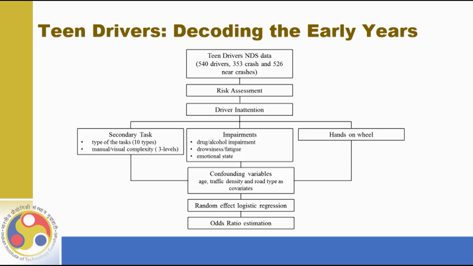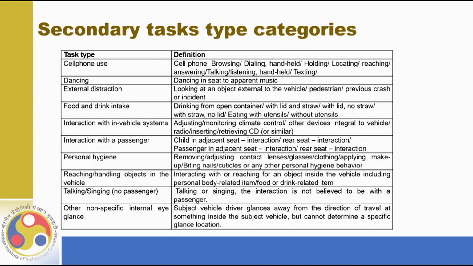Teen drivers in the US, as you know, sir also mentioned, driving licenses are usually given at 16 to 19 years, so those are the teen drivers. In this study we checked teen drivers' driving behaviors and the crash risk associated with different types of teen drivers. Here you can see there is a term called the secondary task.